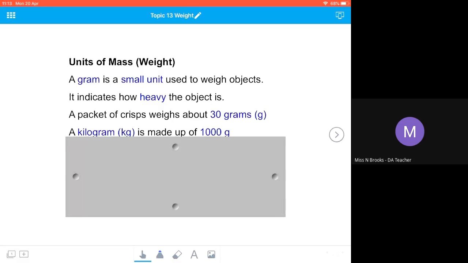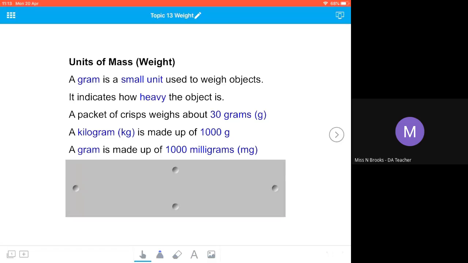A kilogram, which is a bigger unit of weight, is made up of 1,000 grams. And a gram is made up of 1,000 milligrams, which is a smaller unit of weight. And you can see that we've got abbreviations, just like we did with our units of length. g is for grams, kg is for kilograms, and mg is for milligrams.